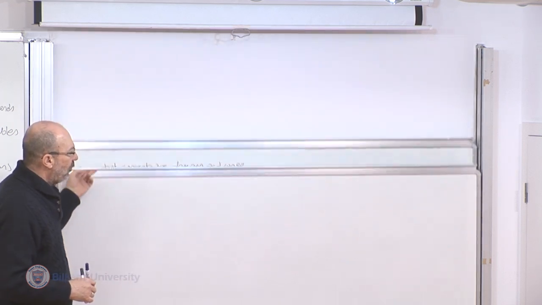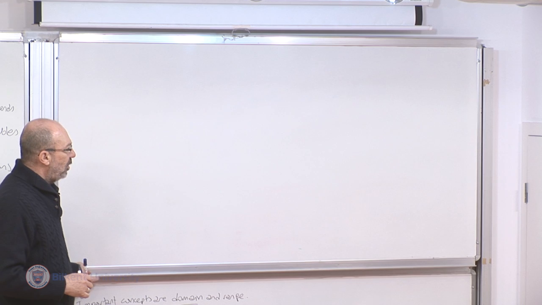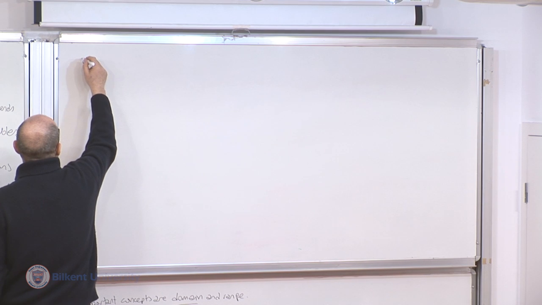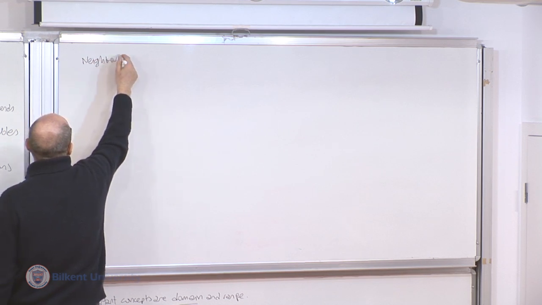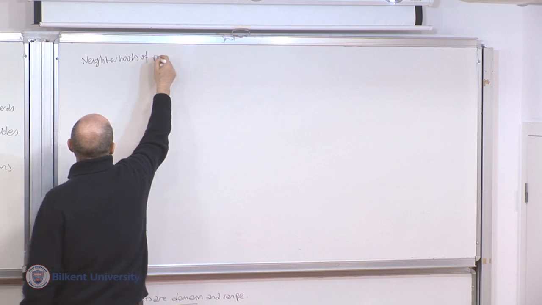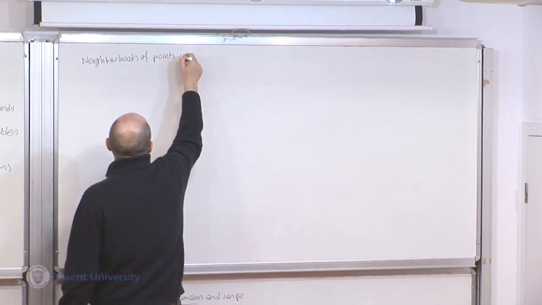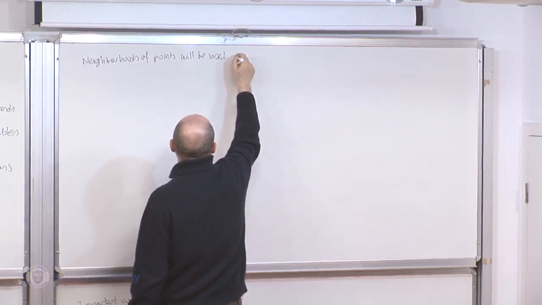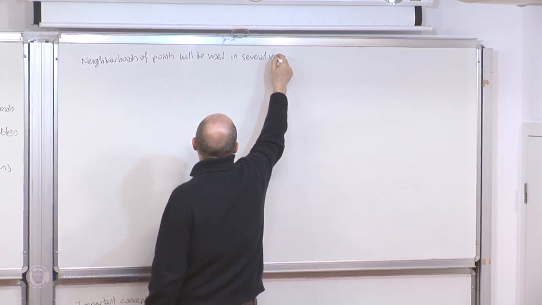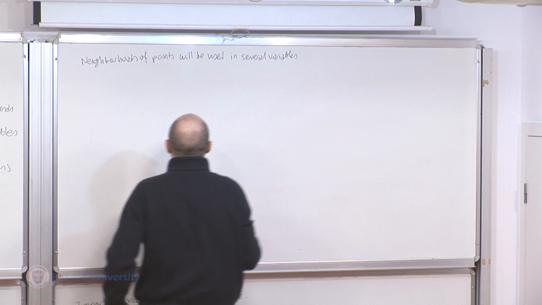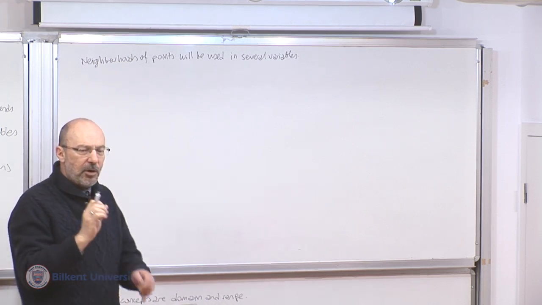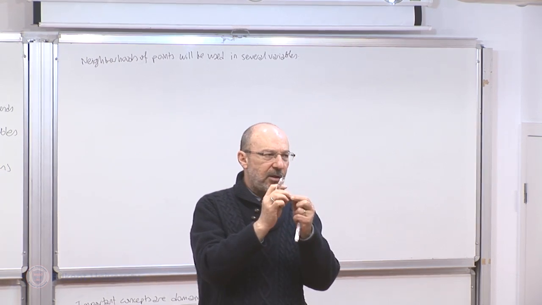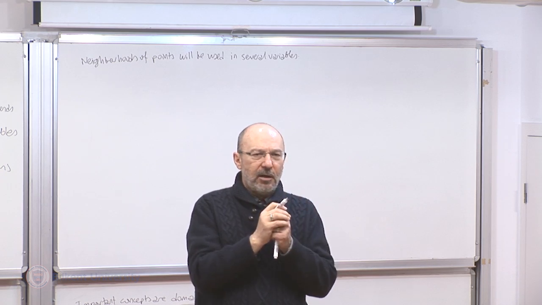So I want to give a short description of these things. Neighborhoods of points will be used extensively, will be used in several variables. So what we want to do in a neighborhood is we want to be able to move around. We are taking limits, okay? So in the one-dimensional case, there is this point. I want to be freely moving around this.